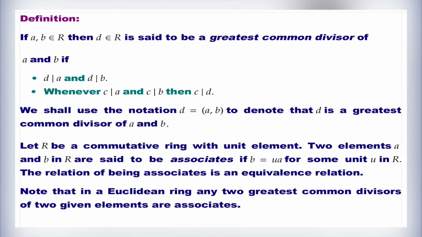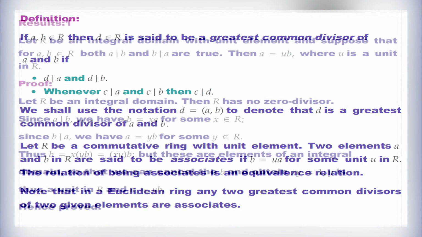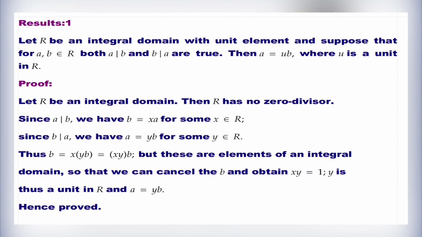Let R be a commutative ring with unit element. Two elements A and B in R are said to be associates if B equals UA for some unit U in R. The relation of being associates is an equivalence relation. Note that in a Euclidean ring, any two greatest common divisors of two given elements are associates. Some results are as follows.